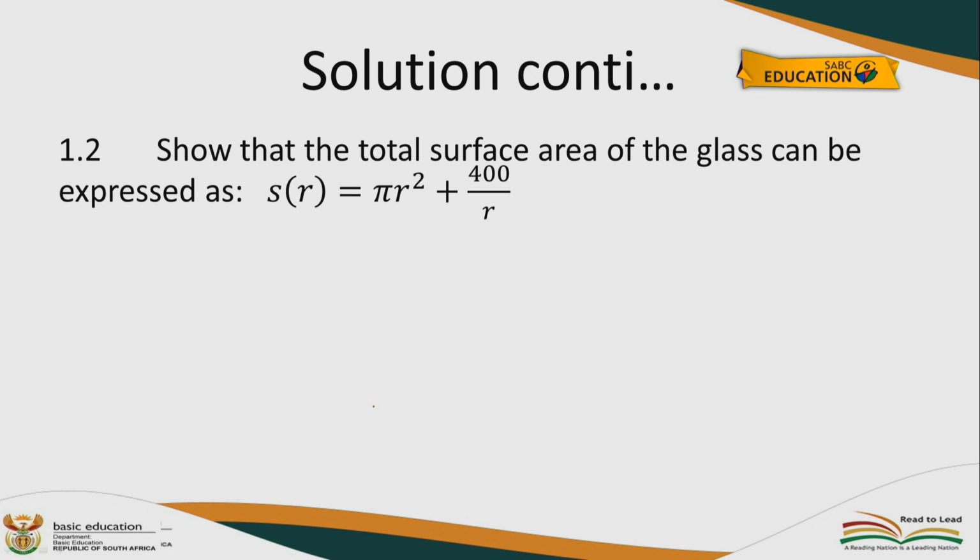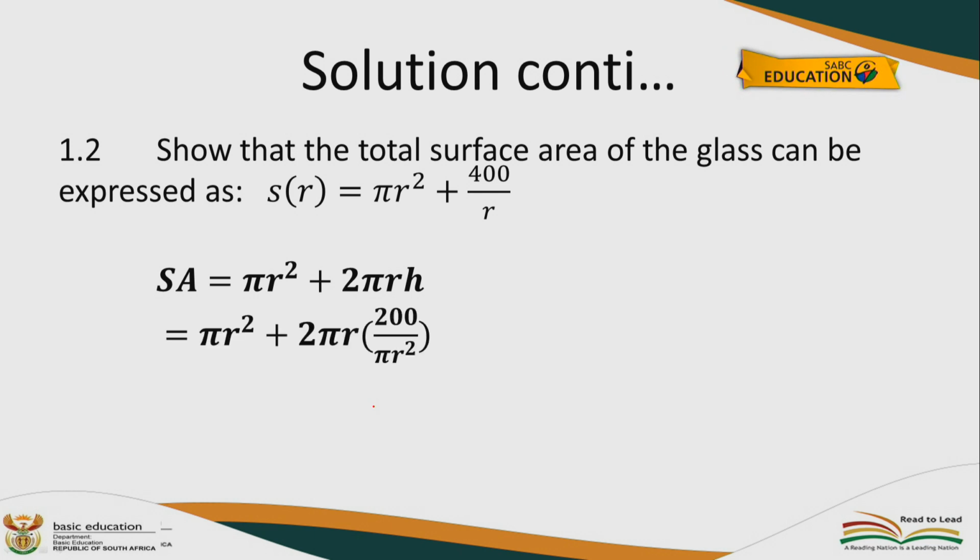The next question, we need to show that the total surface area of the glass can be expressed as S of r equal pi r squared plus 400 over r. Now, the surface area of a cylinder that is open at the top will be pi r squared plus 2 pi r h.